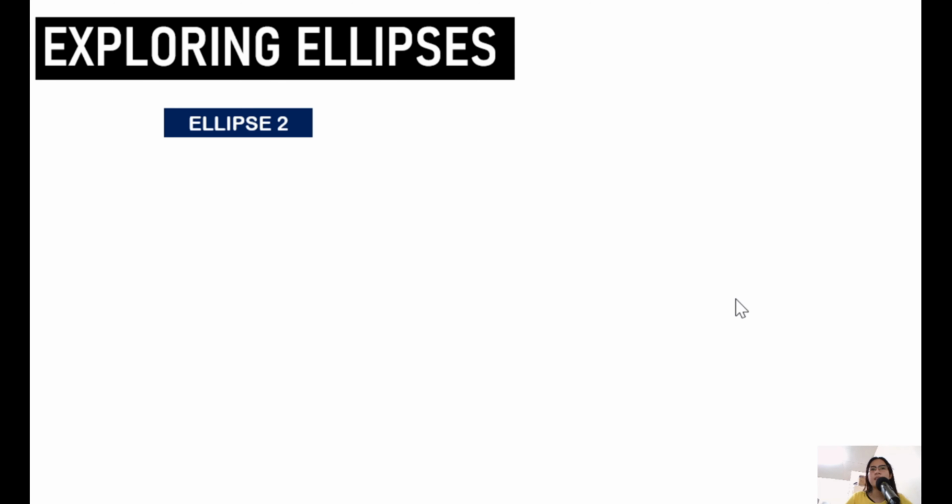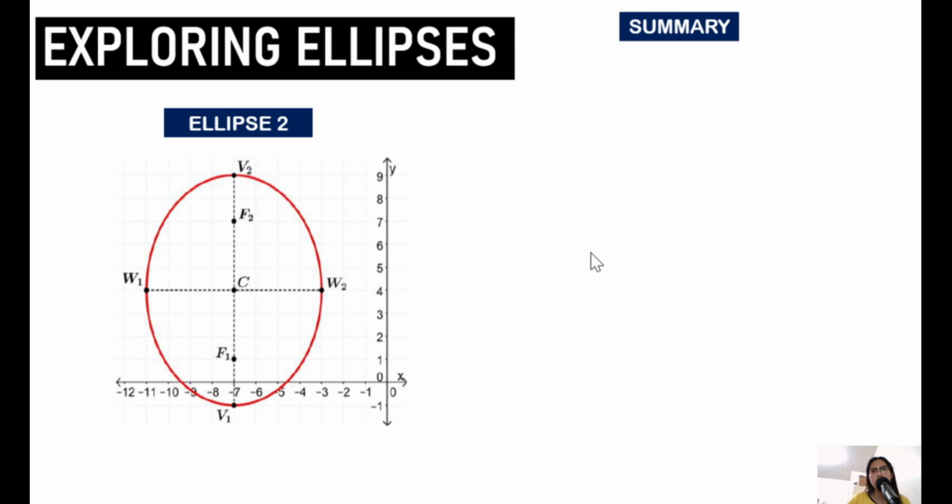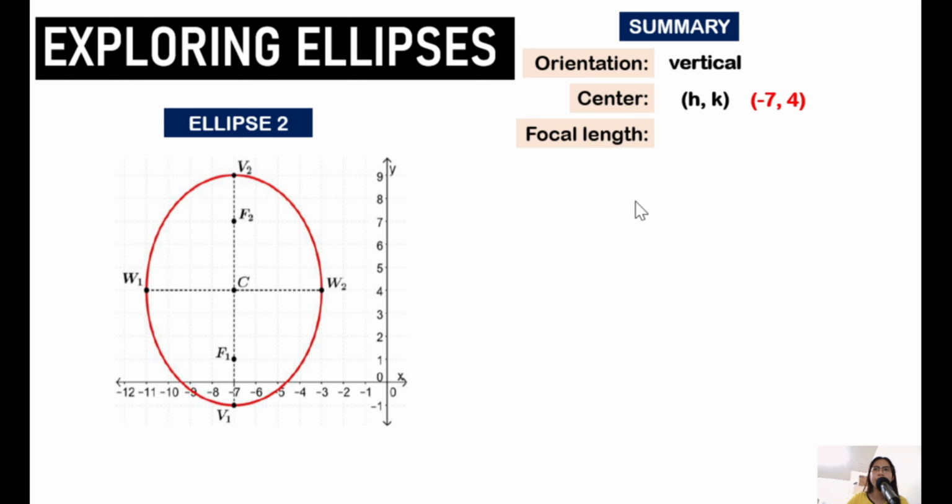Okay, next, let's have ellipse 2. Okay, so kani siya, maklaro naman nato ang orientation, no? Vertical. Parallel siya sa ato ang y-axis, ang major axis. Okay, ang center is at H, K. Or diri, makita nato na naasa. Una nato bilangon sa X, no? So, 0, negative 1, negative 2, negative 3, negative 4, negative 5, negative 6, negative 7. Nya, pataas. Negative 7, 4. Okay. Ang focal length nato, that's from the center to F1 or F2.